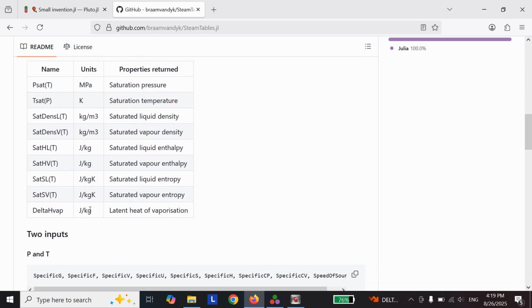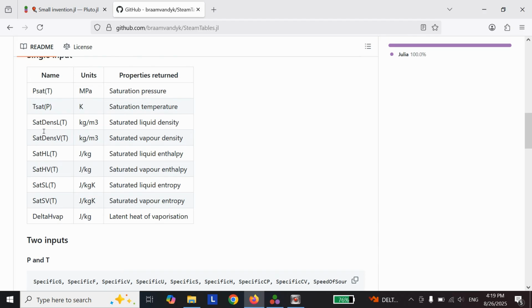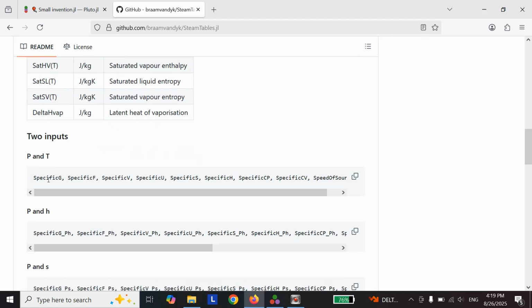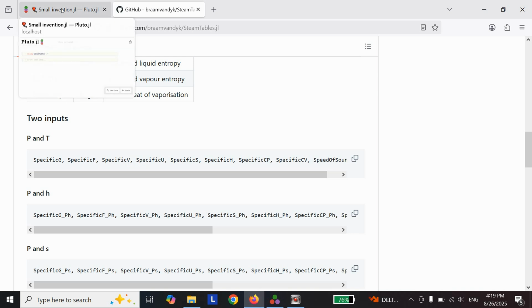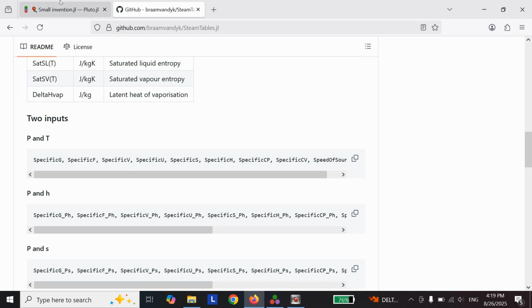If the steam is saturated, these are commands that you can use. And then for superheated steam and subcooled liquid, these are commands that you can use. So let me show you the problem that we can use as an exercise for today.